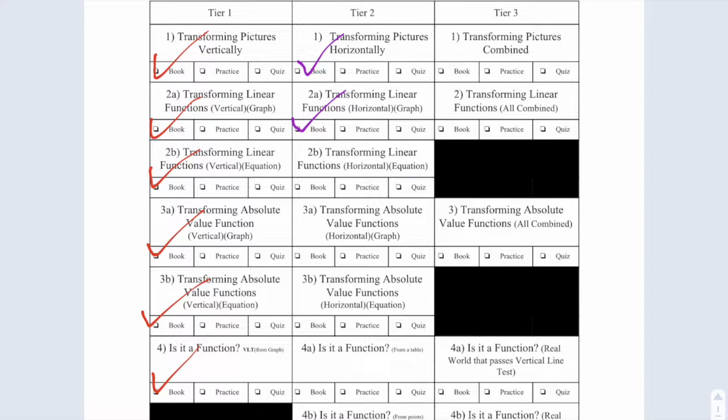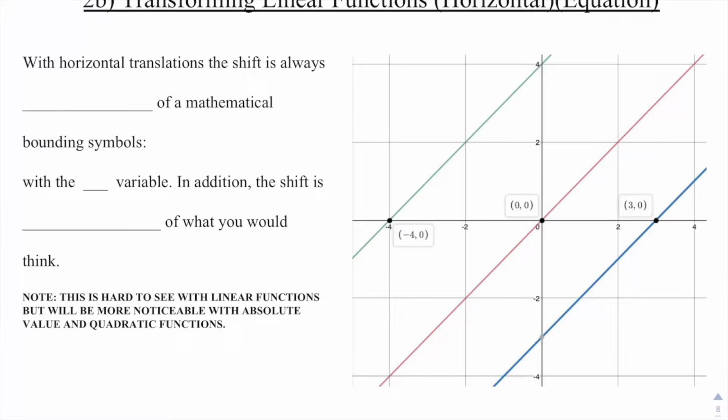Hello Algebra 1 students, we are in Unit 3, Tier 2, Lesson 2b, Transforming Linear Functions Horizontally from an Equation. So let's check off our booklet. Here we are in Lesson 2b, Transforming Linear Functions Horizontally from an Equation in Tier 2.